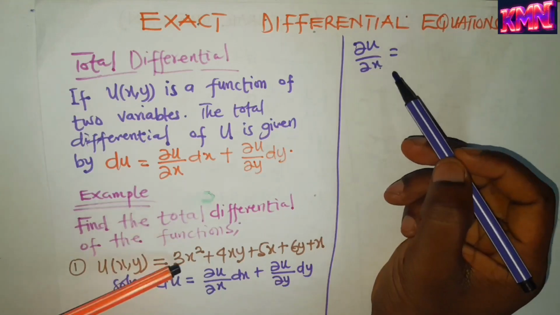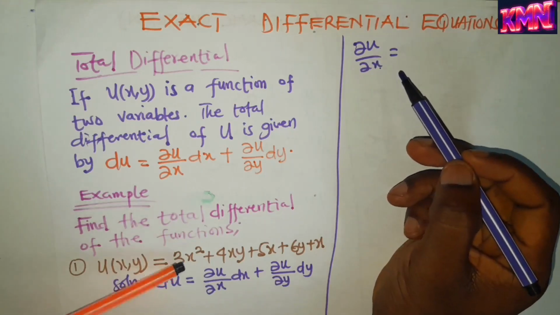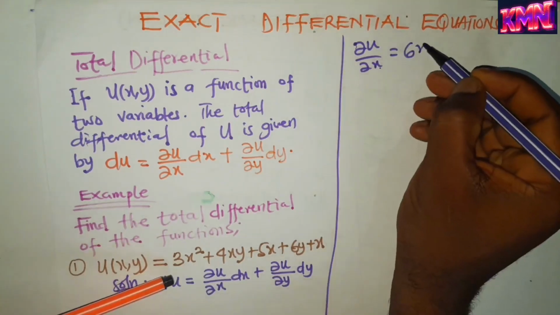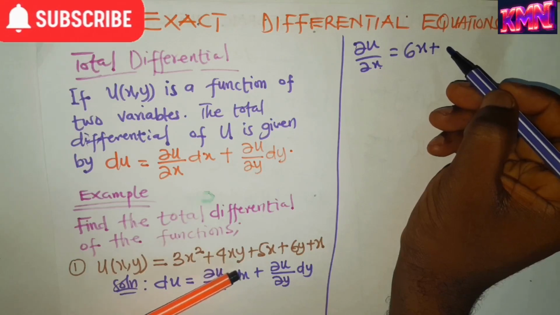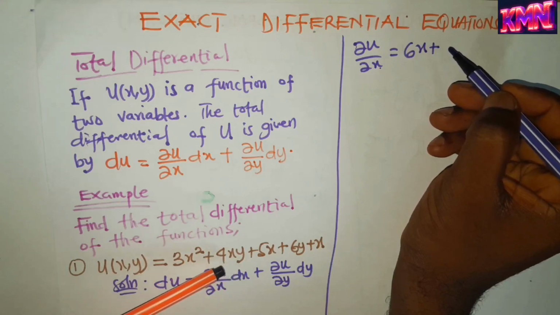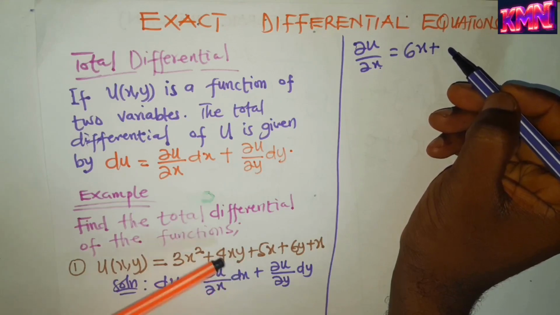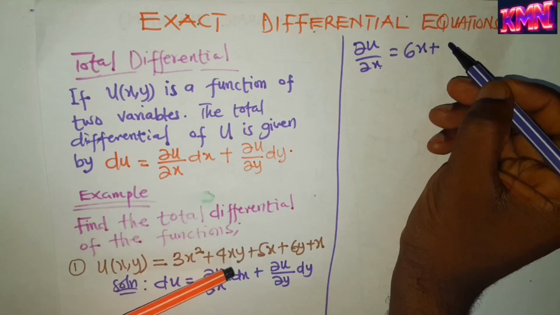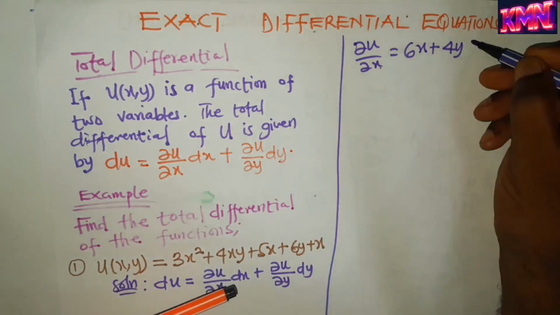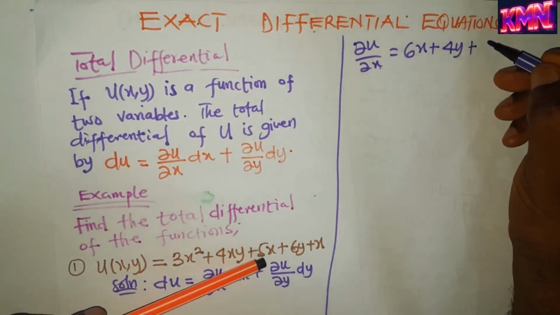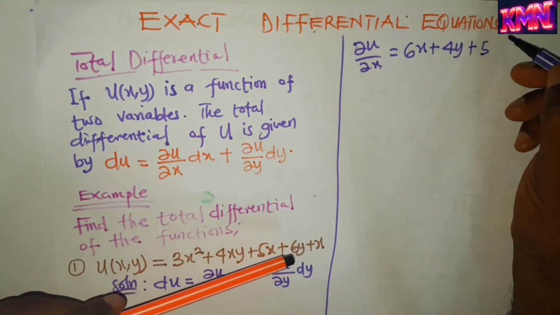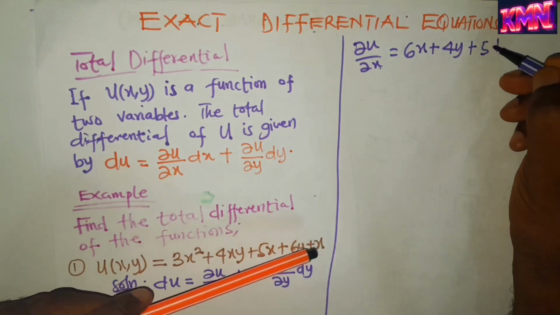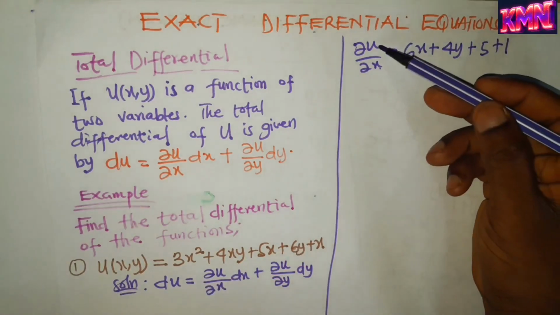When we differentiate 3x squared with respect to x, we get 6x, plus we differentiate 4xy with respect to x. As I said, because it's a partial derivative, the 4 and y act as a constant. So the answer we are going to get is 4y. And again, plus differentiate the 5x with respect to x, we get 5. Here, the whole thing acts as a constant, so that will be 0. Then we differentiate x with respect to x, we get 1. So that is our partial derivative of u with respect to x.